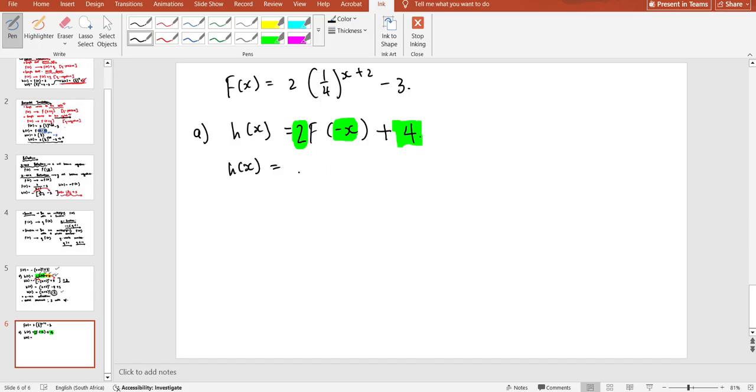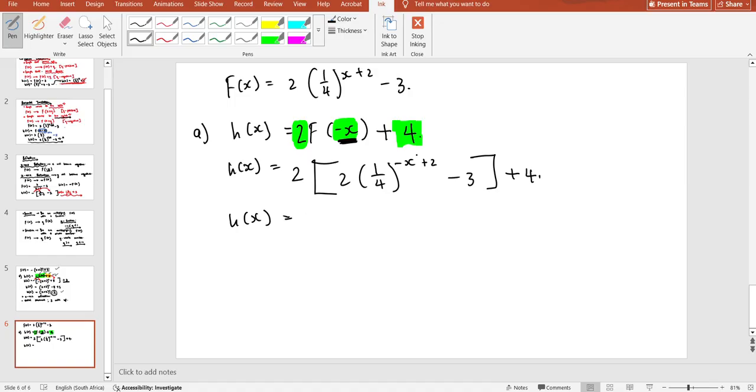But let me first find the equation and then I'll describe it. So how do we do this? I keep my 2 outside. I'm going to have my function in there. And wherever I see x, remember guys, wherever you see x, you replace it with a minus x. And then I still have my plus 4 there. So I can compute all of this. I just need to do a little bit of algebra.